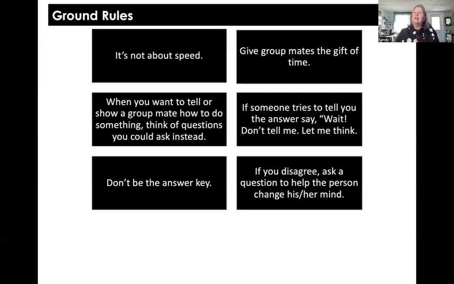Because we don't want us to be the answer key, and we don't want your child to be the answer key for others. It's really important that all the children get an opportunity to develop strategic competence. And so one question I tend to ask children as my launch question when we debrief is, if you disagree with someone, ask them a question to help them change their mind.